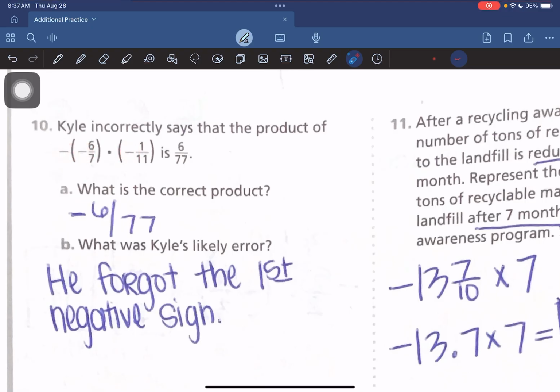There's 3. And if you remember what we talked about on the other page, if you have an odd number of negatives within your problem, your answer is going to be negative. What was his error? He forgot this very first negative sign and he just multiplied these two numbers together.